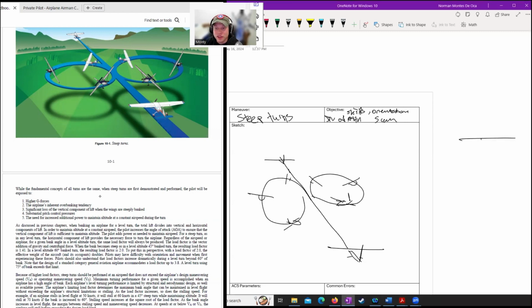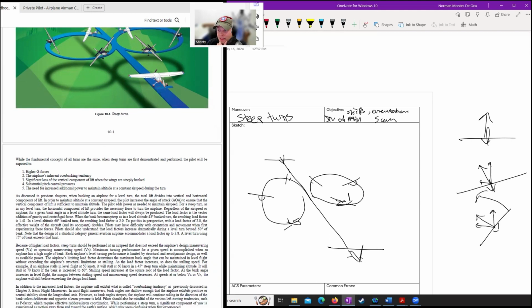That's right. So when you're flying, you've got all your lift vertical. When you roll into a bank, you lose a portion of that vertical lift to horizontal lift, and that's what turns the aircraft, right? So in a steep bank, you're converting a very large amount of that vertical lift to horizontal lift. So you're going to lose altitude if you don't compensate with a little bit of nose up or power. The outside wing's going to be traveling faster, so you're going to have an overbanking tendency. So anticipate that. Okay. Substantial pitch control pressures, the need for additional power to maintain altitude at a constant airspeed during the turn.